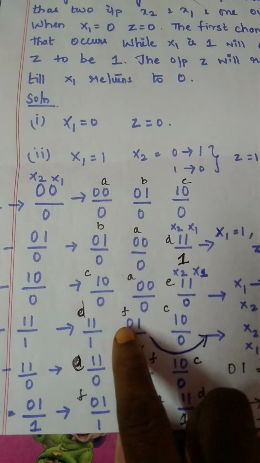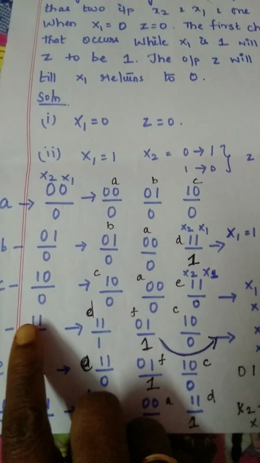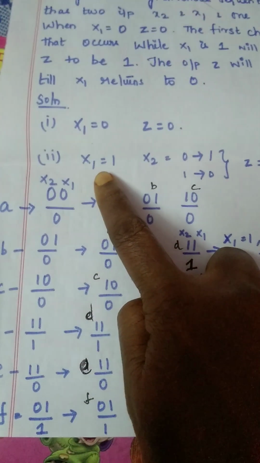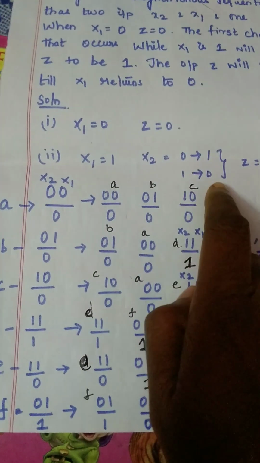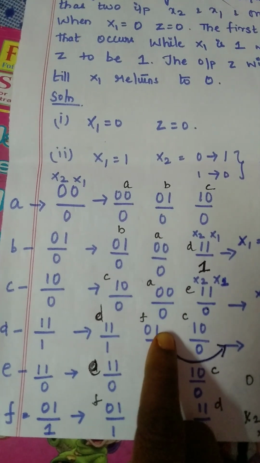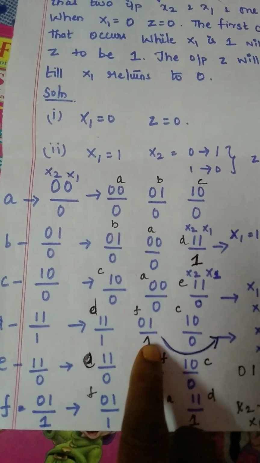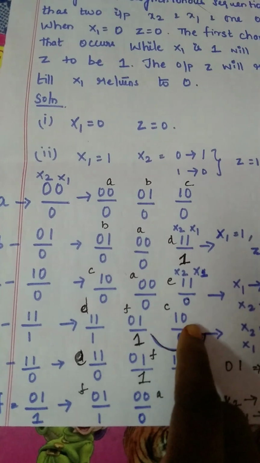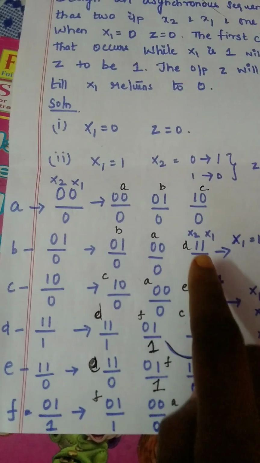Again, if x1 is 1, we want to see the x2. So your x2 is changing from 1 to 0. See this condition. Whenever your x1 is 1, the x2 has to change from 0 to 1 or 1 to 0 and your output is 1. So here your x1 is 1, your x2 is changing from 1 to 0, your output is 1. And your next one is 1 0. Whenever your x1 is 0, your output is 0. So this condition is over.